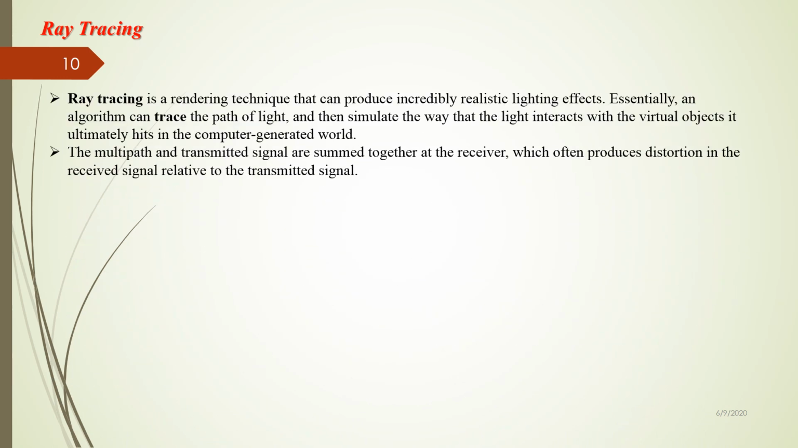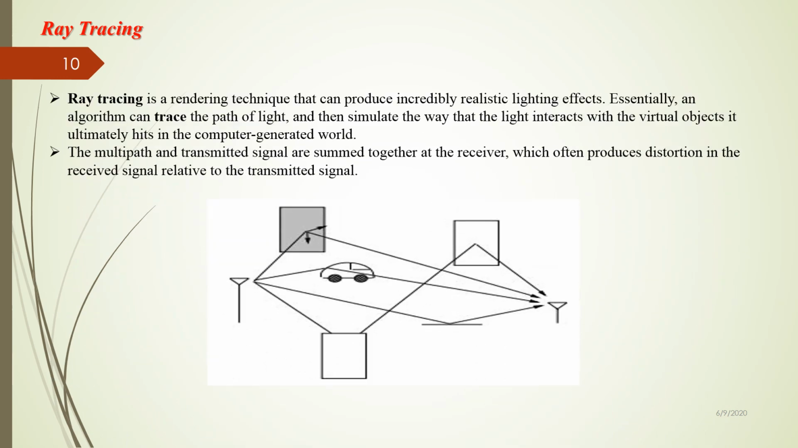So ray tracing. What is ray tracing? Ray tracing is a rendering technique that can produce incredibly realistic lighting effects. Essentially, an algorithm can trace the path of light and then simulate the way that the light interacts with the virtual objects it ultimately hits in the computer generated world. And the multipath and the transmitted signal are added together at the receiver, which often produces distortion in the received signal relative to the transmitted signal.